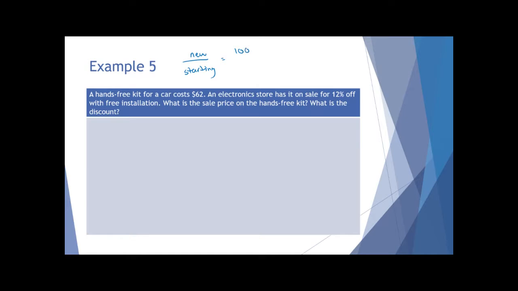And in this case, you're subtracting from 100 instead of adding because you're going to have a cheaper item. You're taking away from the price to make it smaller. So now it's 100 minus percent. So our starting price is $62. And we want to know what is going to be the sale price, the new price, once we take off that discount. So that's going to be our unknown.